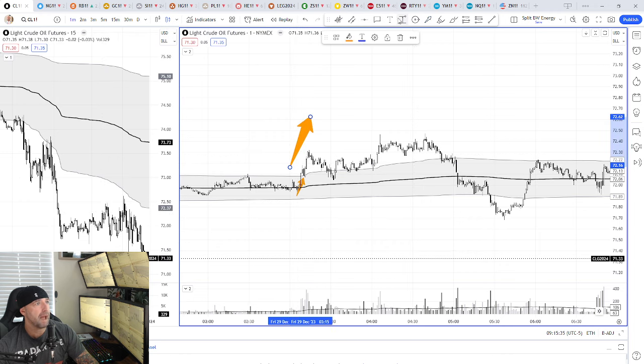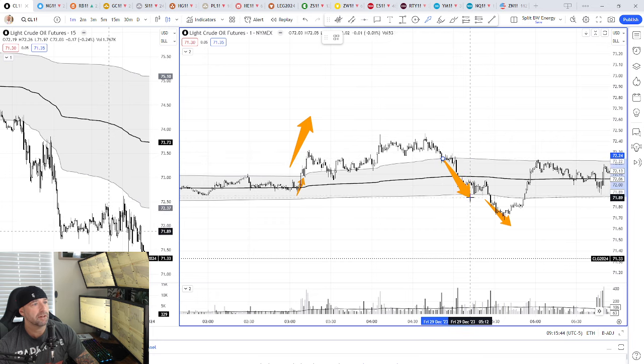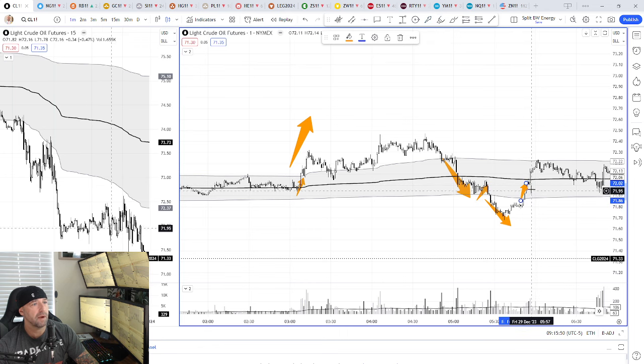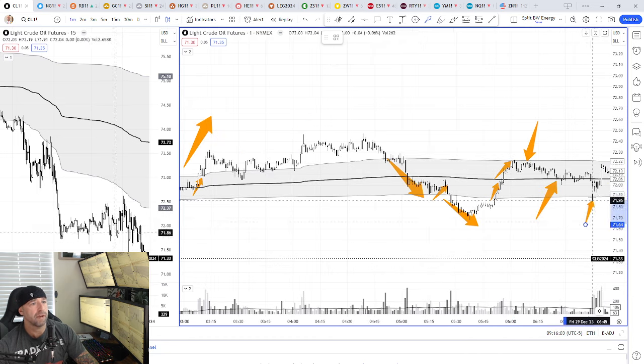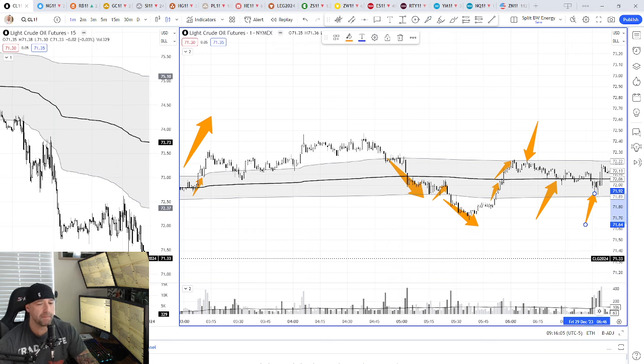If market is in balance, we can expect to chop around at least a little bit. We break back into value, we can expect to get the VWAP, a little sell off. As you can see, a little retracement before we moved exactly to value area high. Couldn't get above it twice. Back down to point of control, back down to value area low.